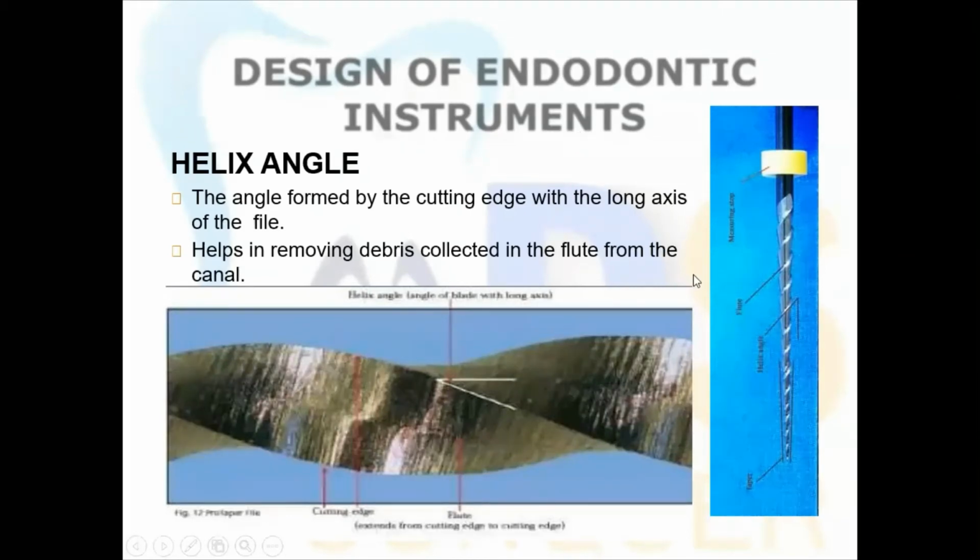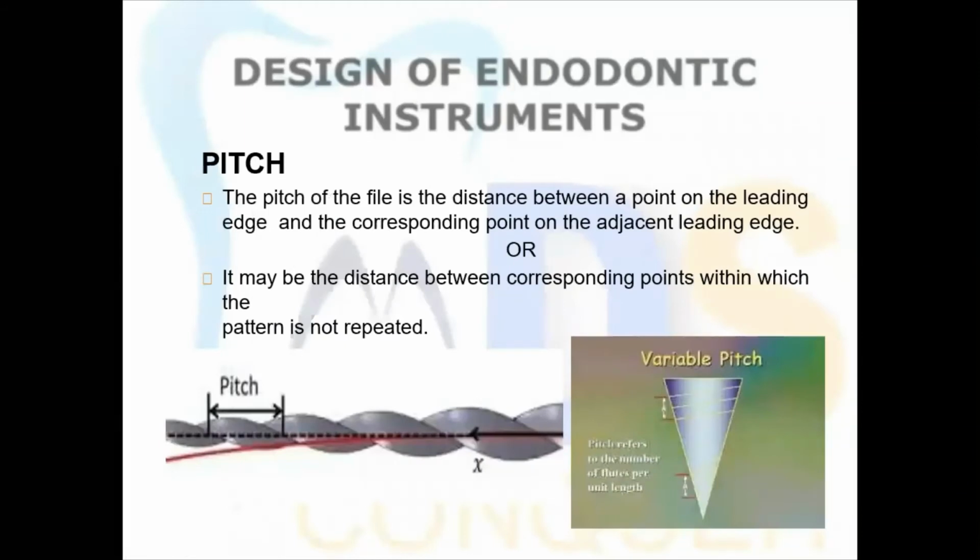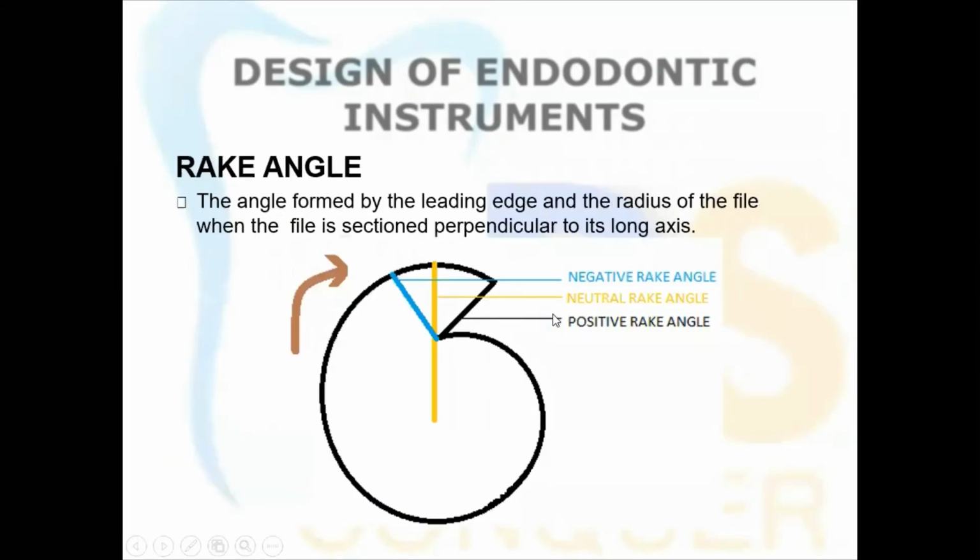And the next component is pitch. Pitch can be described as the distance between corresponding points on the cutting edge of the instrument. And the next important component of the endodontic instrument is the rake angle, where we get confused a lot.